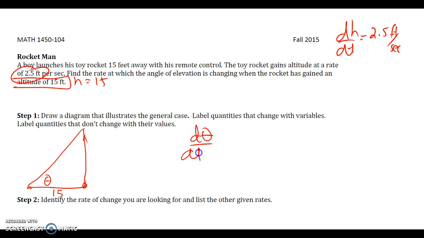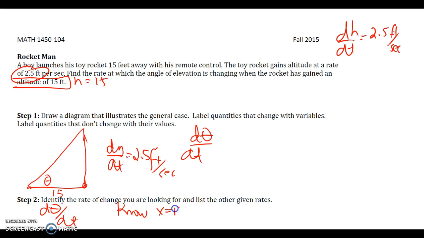We want to know d theta/dt. And we know that dy/dt is 2.5 feet per second. They gave us that. And we want to know that when the h is 15. All right. Again, we're looking for d theta/dt. We know x equals 15, and we know dy/dt equals 2.5 feet per second. And we're finding that rate when y, or h, I'm going to say y, is 15.